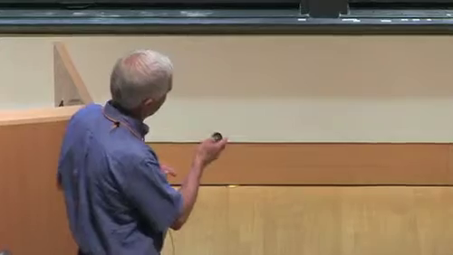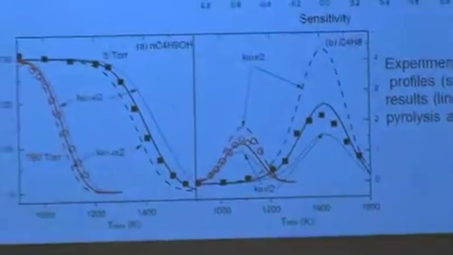So this technique is primarily of value in terms of testing mechanisms, but it can also be used to determine rate coefficients for particularly sensitive reactions. But you can see that many reactions are contributing to the sensitivity, so it's really primarily of value in terms of testing mechanisms.